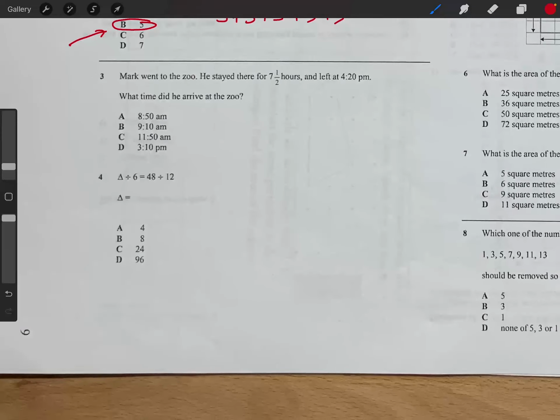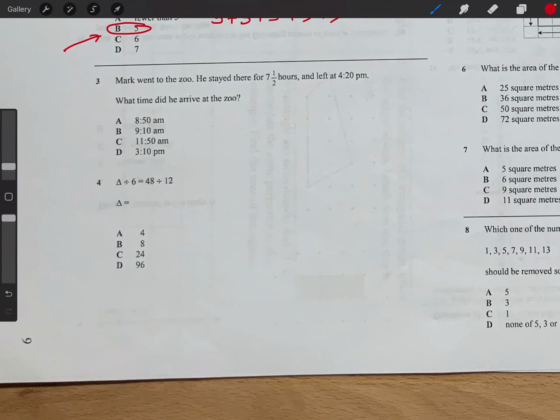Okay. Next one. Mark went to the zoo. He stayed there for 7.5 hours and left at 4:20. What time did he arrive at the zoo? So you need to go back 7.5 hours and you can get the answer. You can do that yourself.